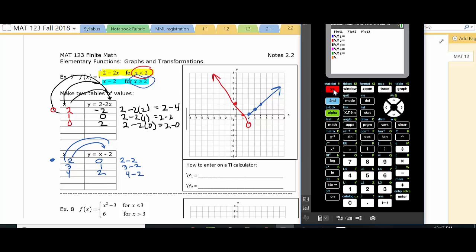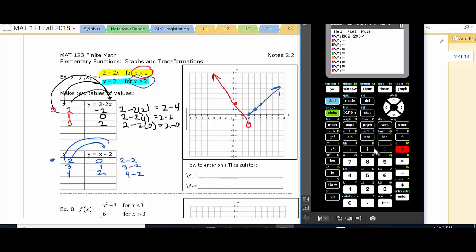Press your y equals button. If you have any graphs in there, clear them out. Try to follow, and if I'm going too fast, just let me know. You're going to graph 2 minus 2x, but you want to put that in parentheses. Go 2 minus 2x, using your x key, and then close parentheses. Then put a division symbol, and that division symbol is going to separate out the x less than 2.